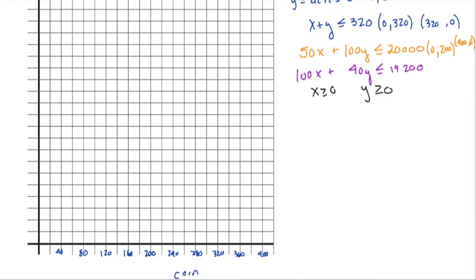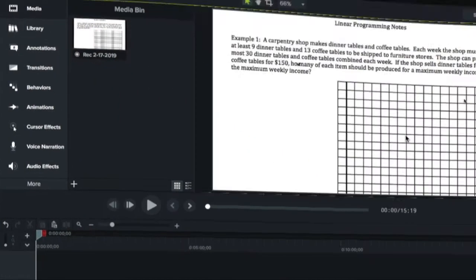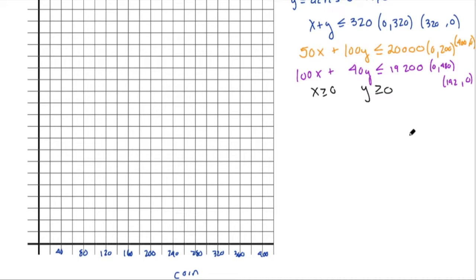For this next equation, which is kind of the storage equation, if I put in 0 for x, I get 480 for y. And if I put in 0 for y, I get 192 for x. All right, so that should help us to know where we needed to go. So you see the x-axis getting up to 400 was enough. But for the y-axis, we got to get all the way up to 480.